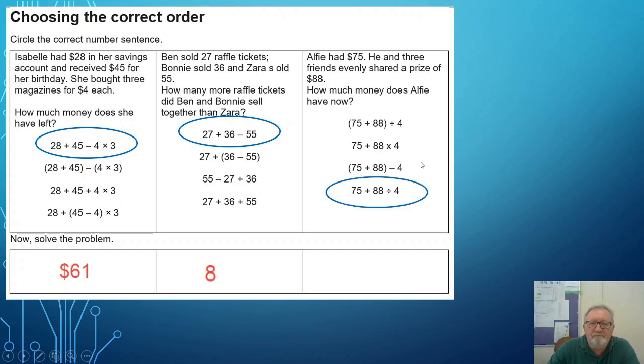And in the last one, Alfie had $75. He and 3 friends, so the 4 boys altogether, shared a prize of $88. So Alfie had his money to start with, plus he's going to have a share of the prize. 88 divided by 4 is 22, and then that's added to 75, and Alfie's going to end up with $97. All right, hopefully you're developing your understanding and getting these right.